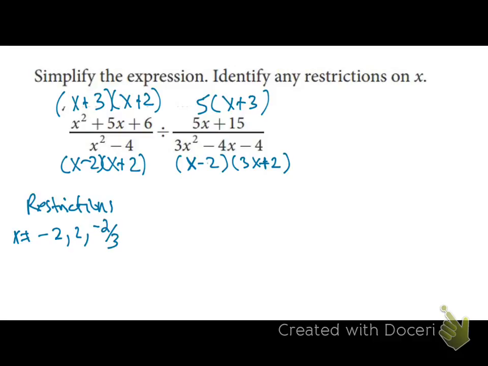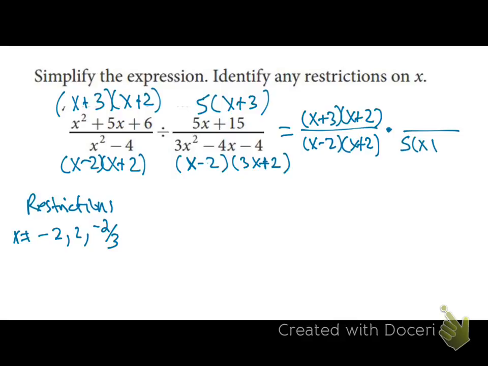Okay. Now you're going to flip it. So let's bring that over. You're going to leave your first term exactly as is, and then change it to multiplication and then do your flip. So now that 5 times x plus 3 will drop to the denominator, and the x minus 2, 3x plus 2 will be in the numerator.